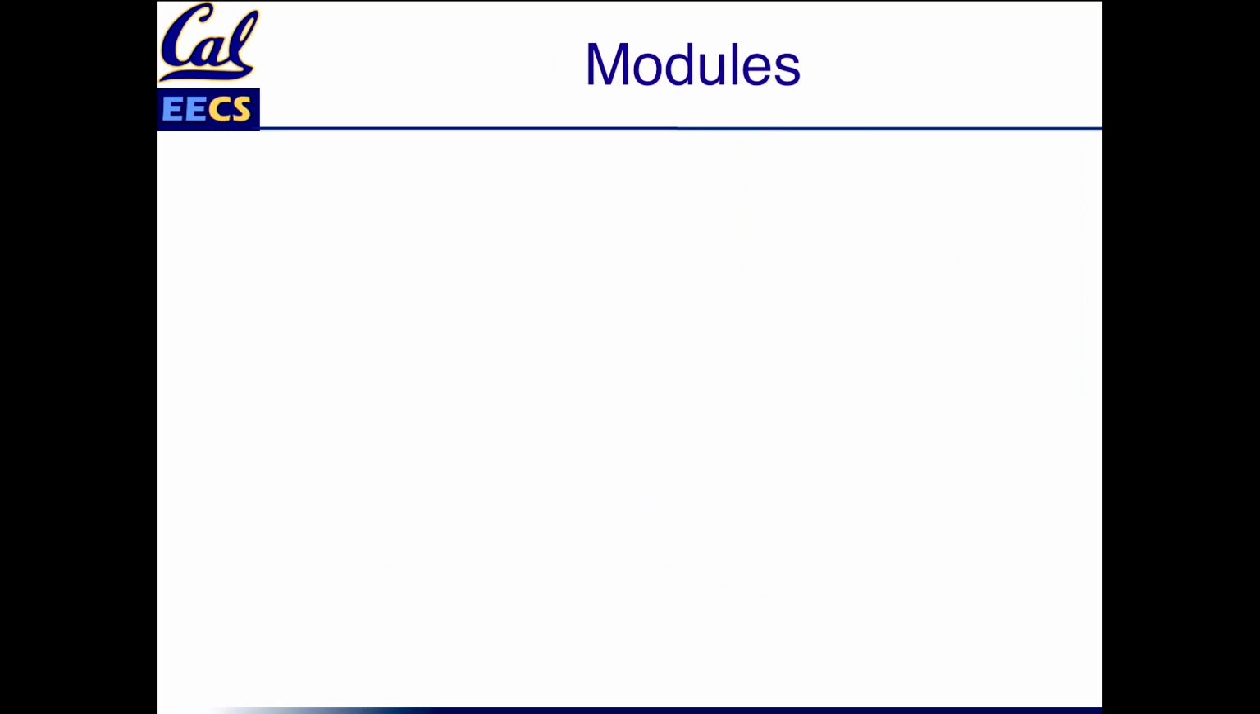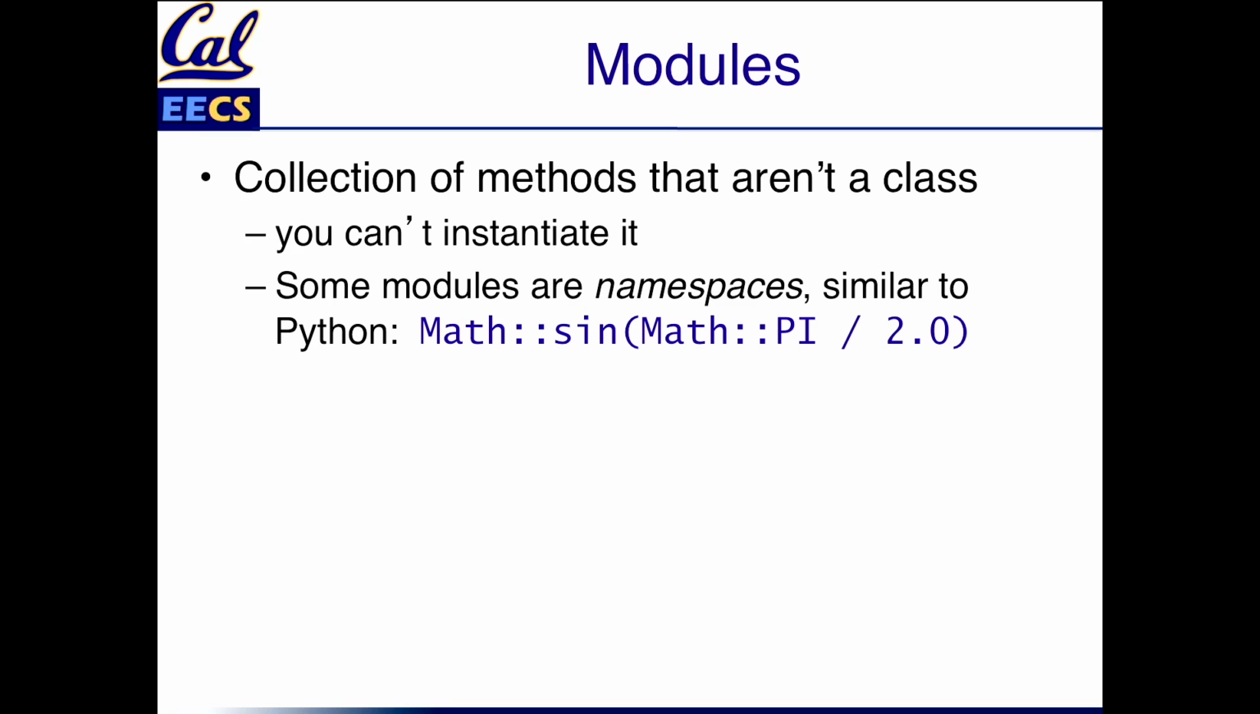To get the answer to the question, we'll introduce one new Ruby construct that doesn't really appear in other languages. And in languages where it does appear, the term module doesn't mean the same thing. In Ruby, a module is a collection of methods that aren't a class. So you can't instantiate it. There are no instances of a module. It's really just a group of methods that collect a bunch of related behaviors that go together.